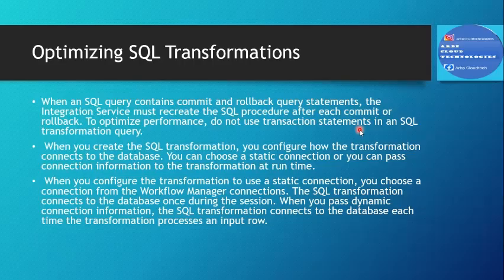Next point is when we create the SQL transformation, you configure how the transformation connects to the database. We can choose a static connection or you can pass connection information to the transformation at runtime. When you configure the transformation to use a static connection, you choose a connection from the Workflow Manager connection. The SQL transformation connects to the database once during the session. When you pass a dynamic connection, the SQL transformation connects to the database each time the transformation processes an input row.